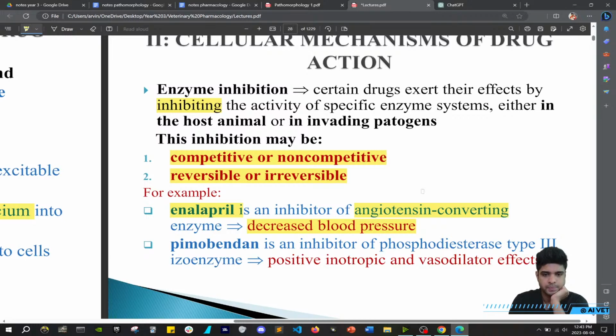So pimobendan is an inhibitor of phosphodiesterase type 3 isoenzyme. Therefore, it does what? It produces positive inotropic and vasodilator effects. It dilates the blood vessels, and it is positively inotropic. They allow the flow of ions.